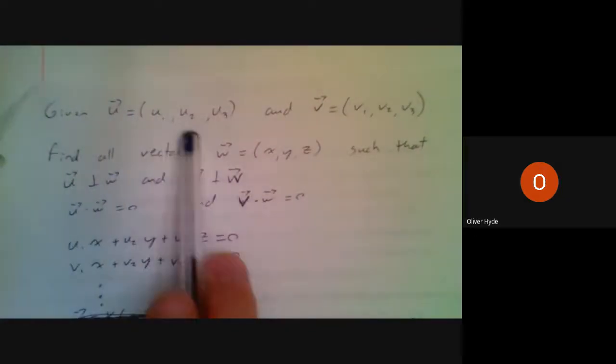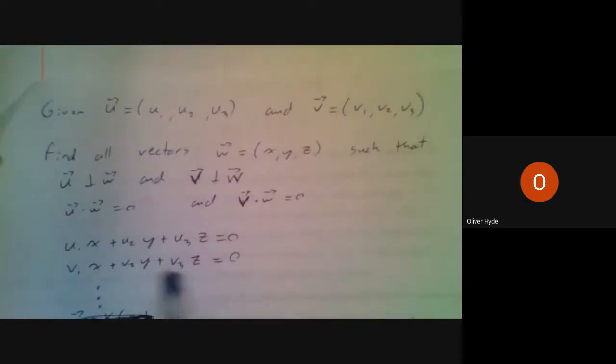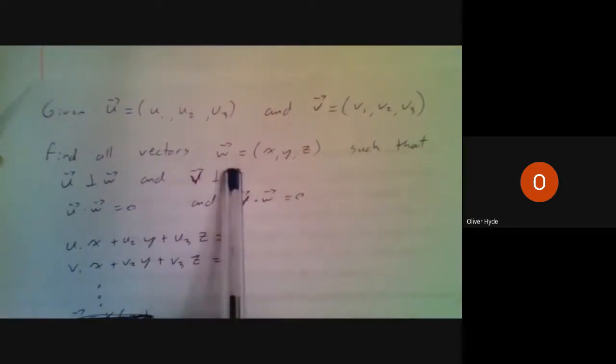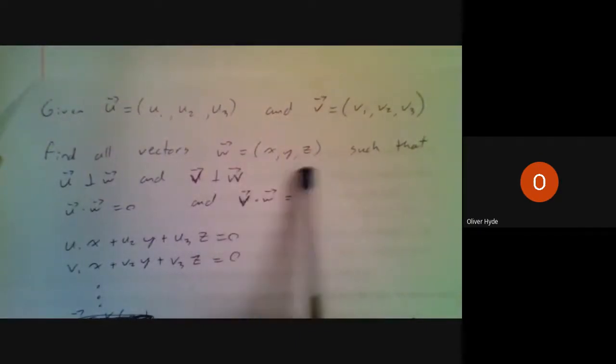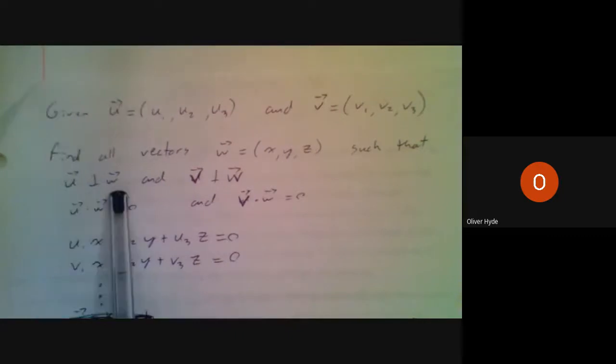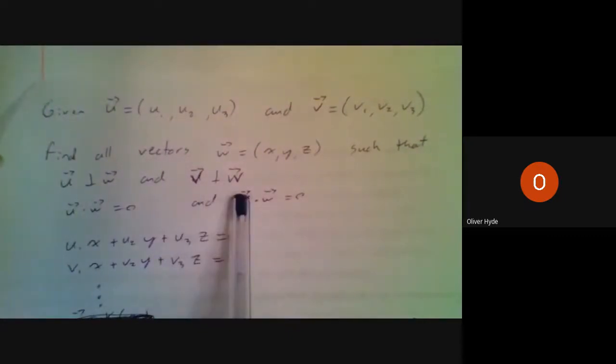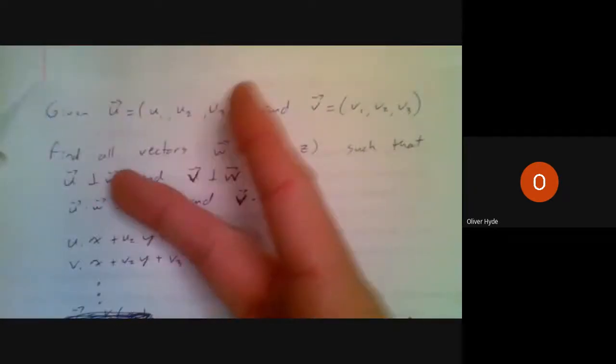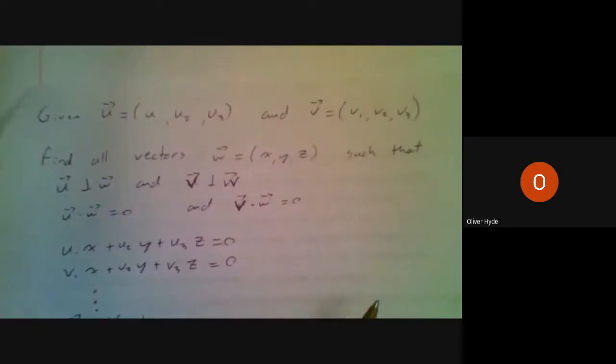So two vectors, u and v with components u1, u2, u3, and v1, v2, v3. We want to find all of the vectors w, call it x, y, z, such that u is perpendicular to w and v is also perpendicular to w. So not mutually perpendicular. u and v don't need to be perpendicular, but a vector that is perpendicular to two other vectors. There you go. Okay.